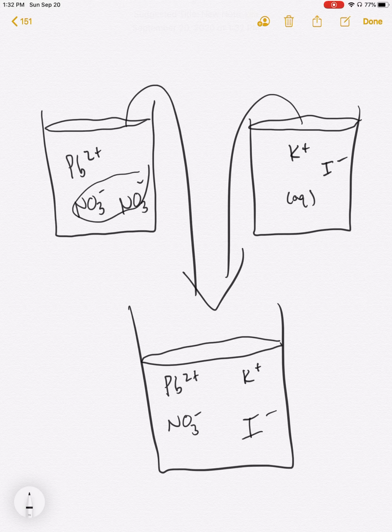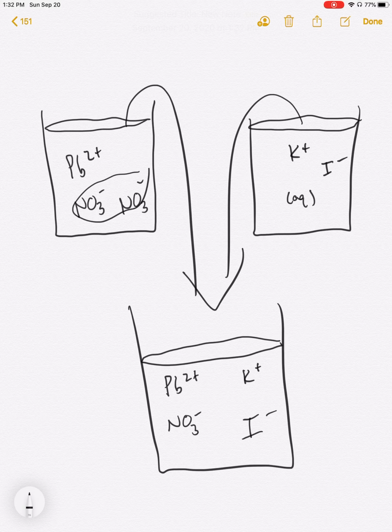We won't worry about how many of them. You notice I wrote 2 of them here and 1 down here. We won't worry about how many of them we have. We'll worry about that later when we write reactions and we actually have to balance the reactions. But at this point, we're just looking at predicting whether or not something might precipitate. And so now we've got 4 ions all down here in solution.